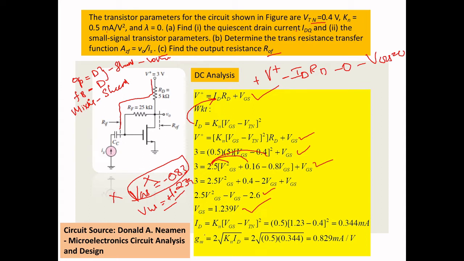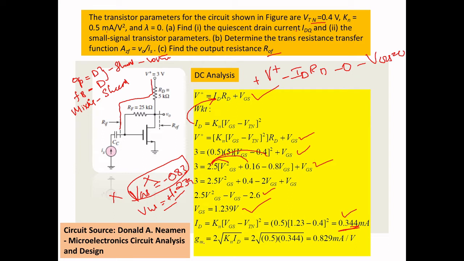So ID equals Kn times (VGS minus Vtn) whole square. Kn will be 0.5 and VGS will be 1.23 minus 0.4. So we'll be getting 0.344 milliamps. This is your drain current.